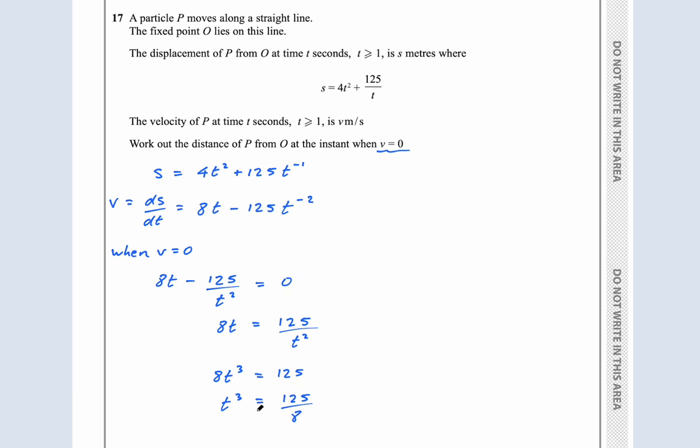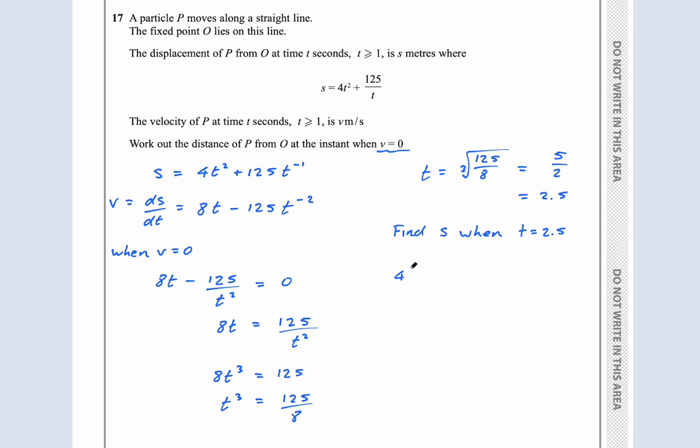125 over 8, which means t is equal to the cubed root of 125 over 8, which, believe it or not, use your calculator, guys, if you didn't know this, it's 5 over 2, or 2.5. That's because the cubed root of 125 is 5, and the cubed root of 8 is 2. Okay, so now I just need to find the displacement when t is 2.5. So I need to find S when t equals 2.5.